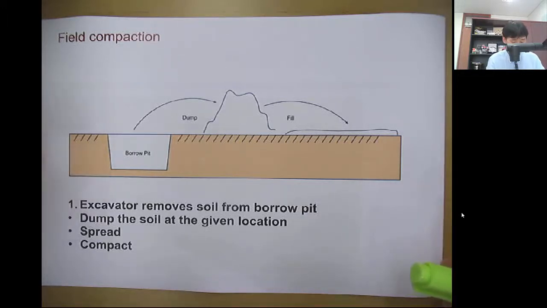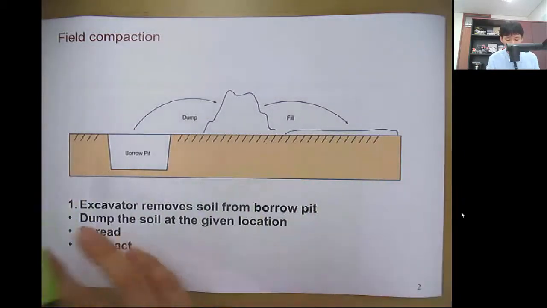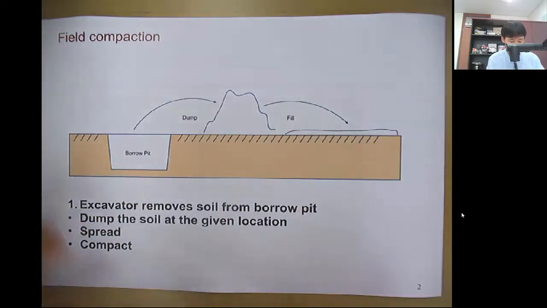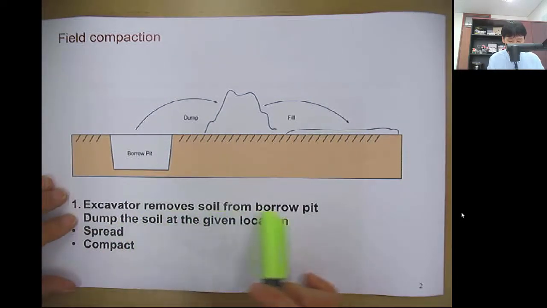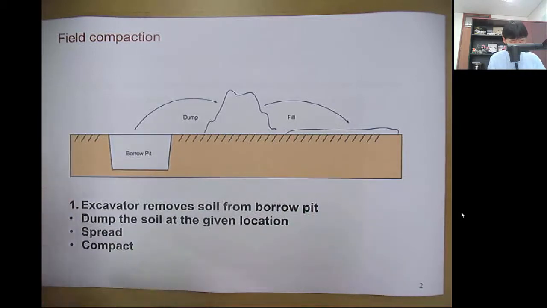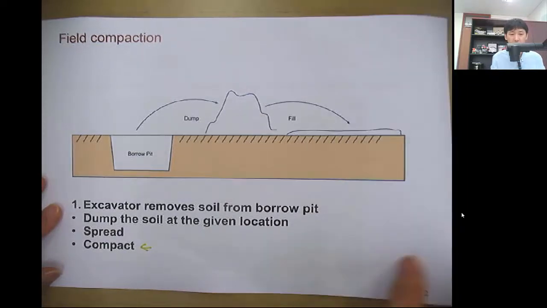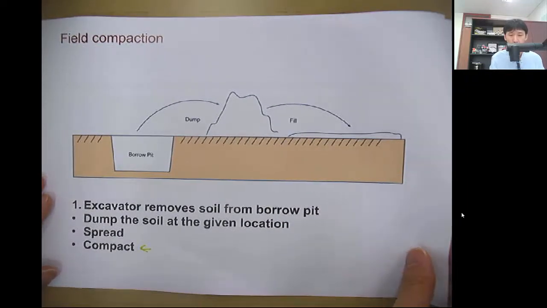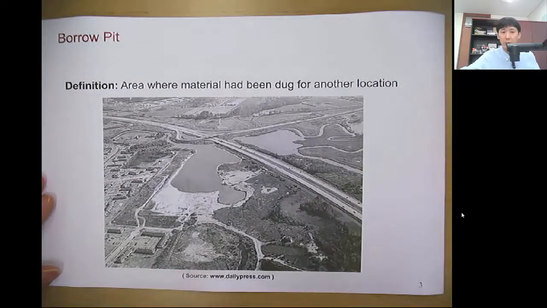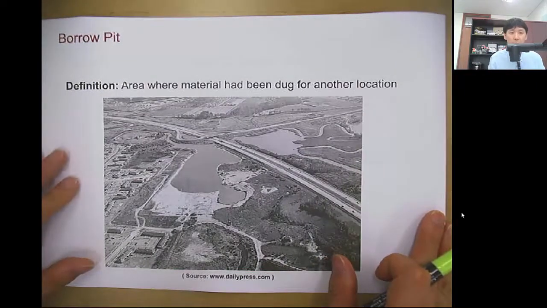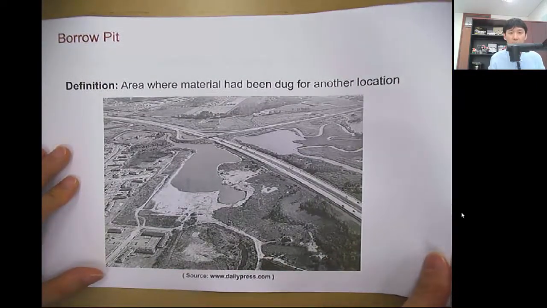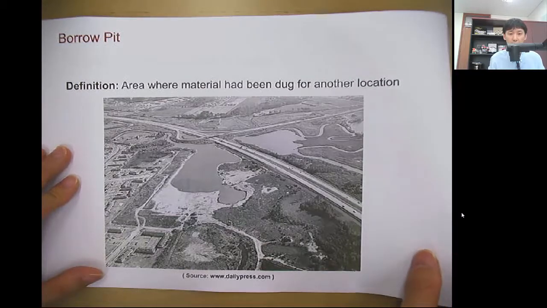So borrow pit is the place that you borrow the material, and then you dump the soil and spread it to be filled. So the excavator removes the soil from the borrow pit and dumps the soil at a given location and spreads it, and then the compactor will come and compact the soil to densify the soil. The definition of the borrow pit is an area where the material has been dug for another location.